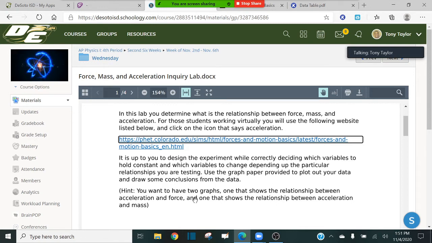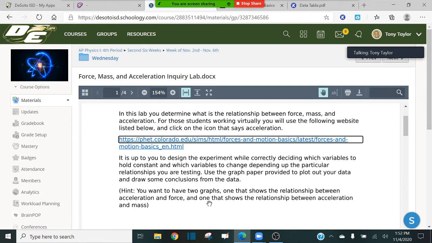Okay, so hint, you want to have two graphs. One graph that shows the relationship between acceleration and force, and another graph that shows the relationship between acceleration and mass. I'm going to say that again, guys. You're going to have two graphs. One graph shows acceleration on one axis and force on the other axis.